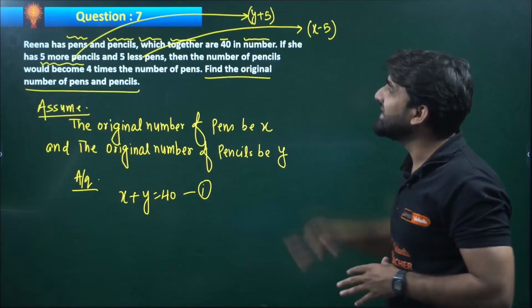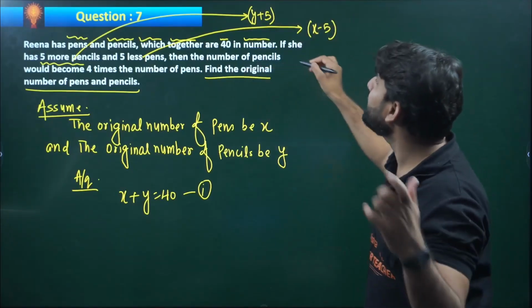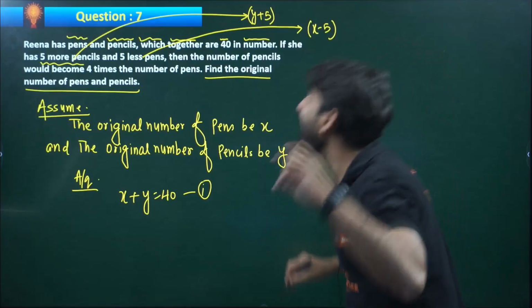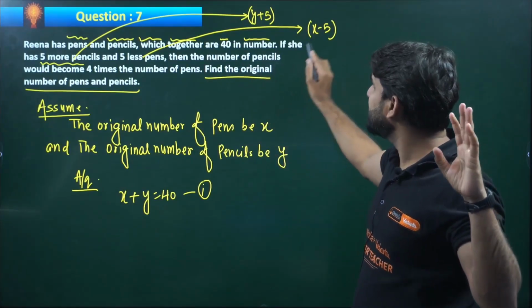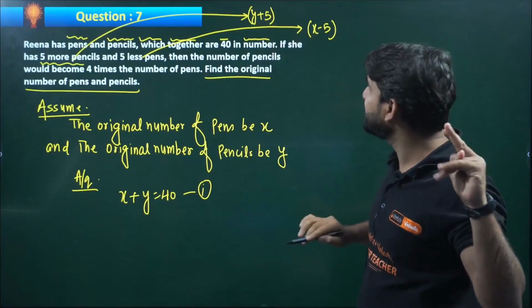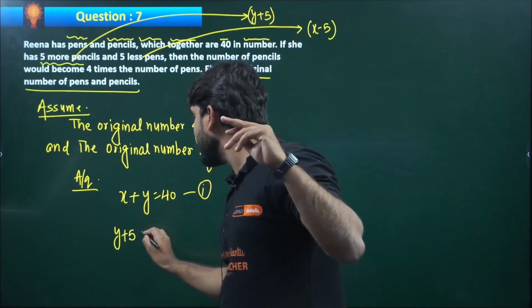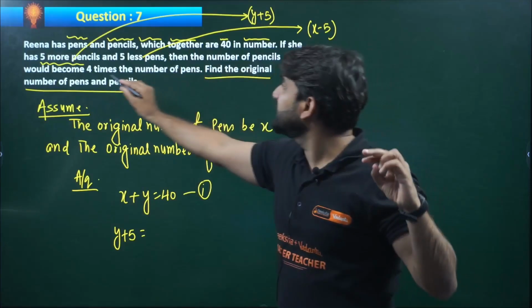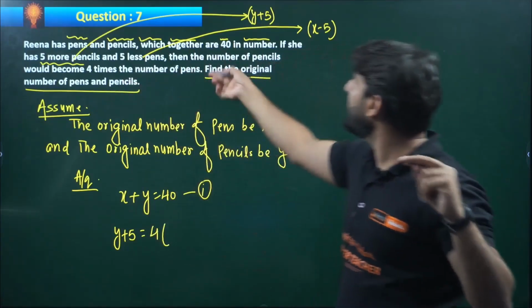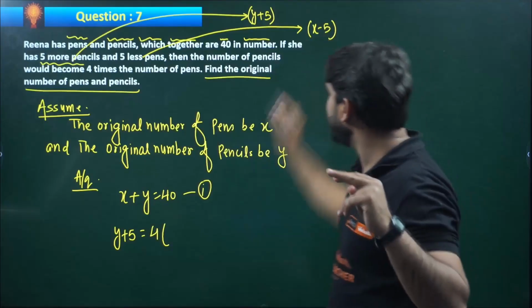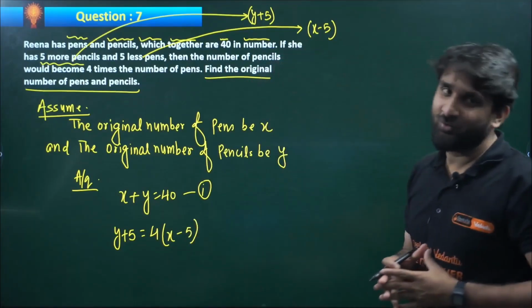If she has 5 more pencils and 5 less pens, then the number of pencils would become 4 times the number of pens. So what is the number of pencils? The number of pencils is y plus 5. So the second equation will look like y plus 5 equals 4 times the number of pens, and the number of pens is x minus 5. So this is the equation. Oh my god, what a language.